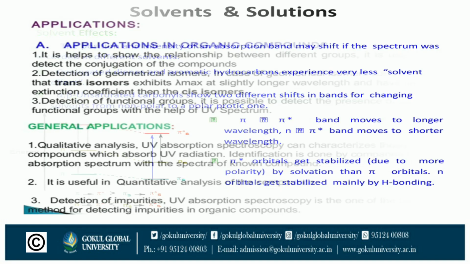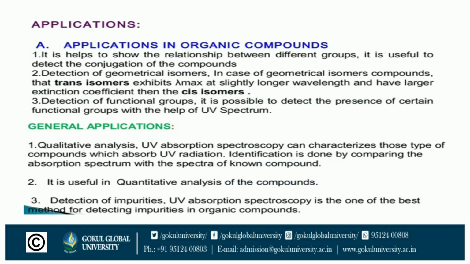So the next, there are different applications of UV spectroscopy. We also discussed them briefly in the last video. The first application is in organic compounds. It helps to show the relationship between different groups. It is useful to detect the conjugation of the compounds.